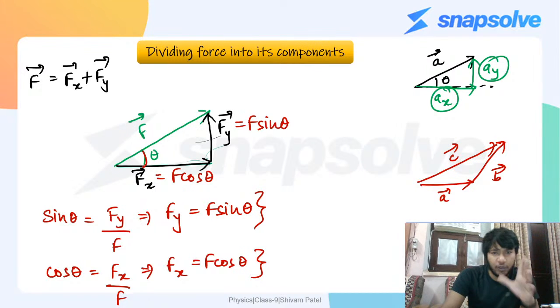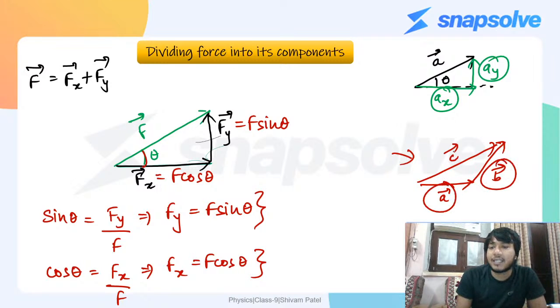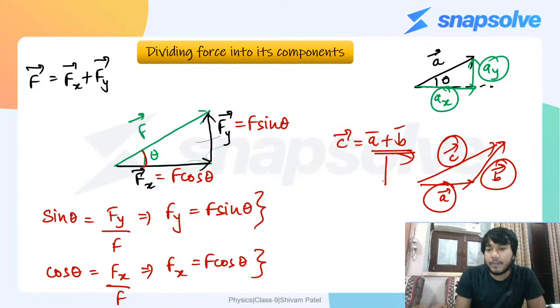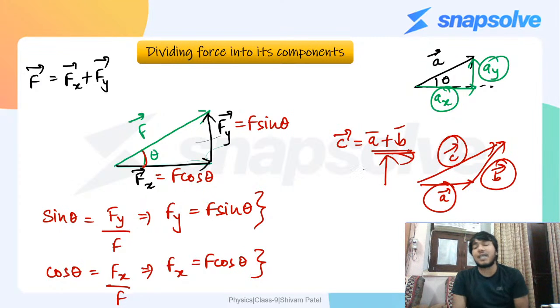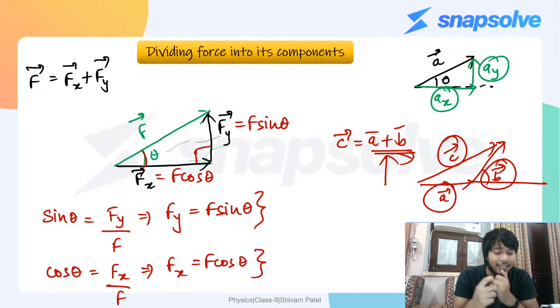Talking more about components, if you look at this figure, you can say that A and B are the components of vector C, because you can write C vector is equal to A vector plus B vector. But in this case, A and B vectors are not rectangular components because the angle between them is not 90 degrees. But in this other case, the angle between these two components was 90 degrees. That's why we can call these two the rectangular components for the force F.